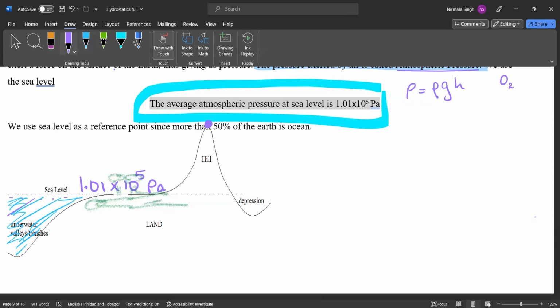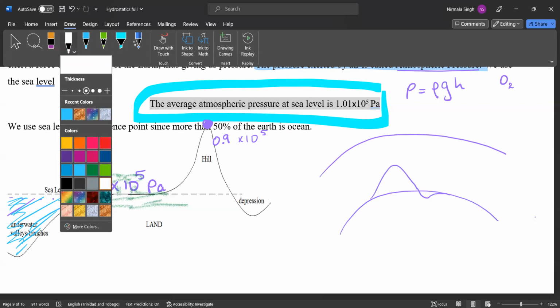So back to here. At the top of a mountain, your air pressure is going to be less. It's probably going to be about 0.9 something by 10 to the 5. Now, I have here a depression. A depression is an area on the earth that is deeper than sea level. So it's like a deep area. Going back to this general reference, if this is the top of my atmosphere, this was a mountain, and let's say this is a little depression.